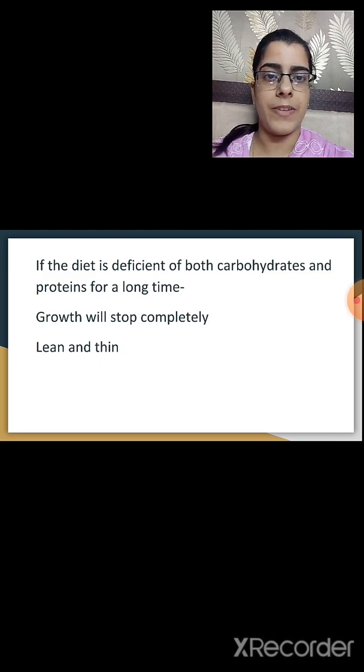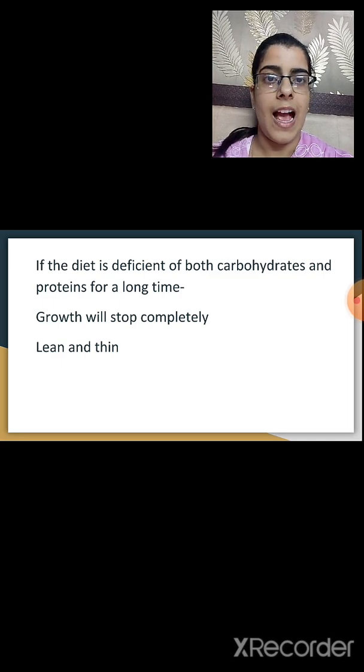If the diet is deficient of both carbohydrates and proteins for a long time, the person's growth will stop completely and the person will appear lean and thin.